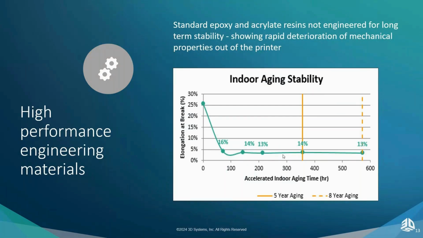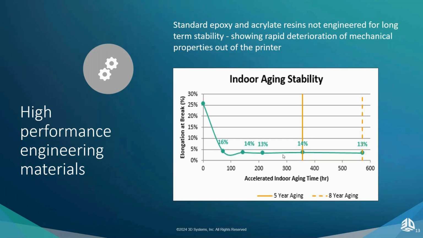Now, if you recall, I mentioned there were 4 items that you need really to transition successfully from prototyping to production. The second thing you really need to successfully transition is high performance engineering materials. And this is where standard epoxy and acrylate resins have been traditionally weak, especially in the SLA space, also the DLP space. And you can see an example here in this chart. This is an accelerated indoor aging chart for one of our older materials. And this is a typical epoxy or acrylate resin.